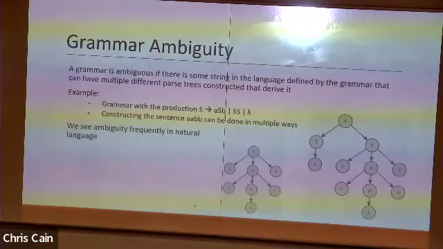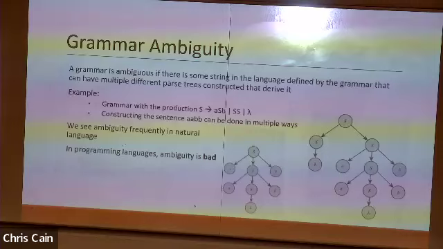English frequently has ambiguity in its natural language. This is acceptable to us for some reason that I can't quite understand. But in programming languages, ambiguity is a terrible thing, and it's a terrible thing at the compiler level. Can anyone think intuitively why that ambiguity might be a bad thing if you have a compiler trying to turn a higher level language into a lower level language?